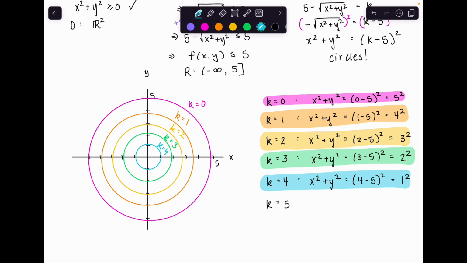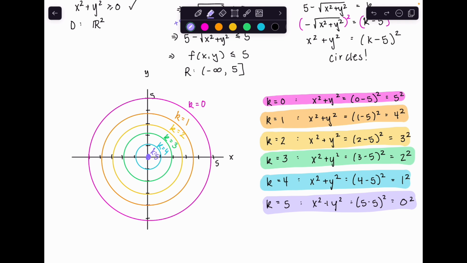And last but not least, when we let k equal 5, that gives us x squared plus y squared is 5 minus 5, which is 0. So really we're getting a single point here, a circle of radius 0. So that just goes through the origin. Okay. So again, this is basically giving me that bird's eye view. If I look directly down the z-axis, this is what I'm seeing. I'm getting basically a cone coming up to this sharp point, the most being my z value of 5.